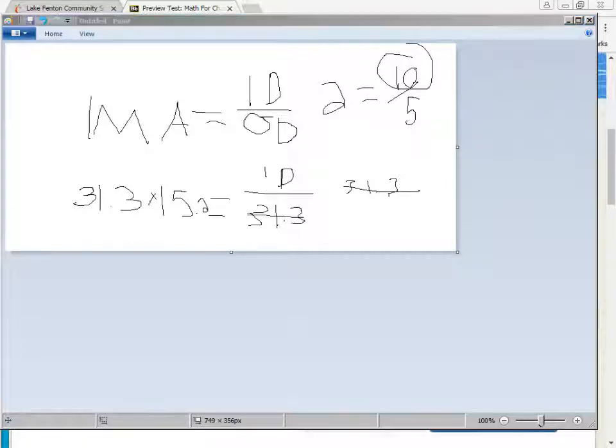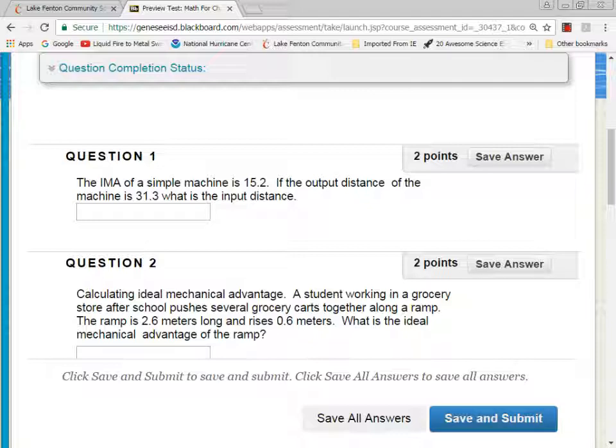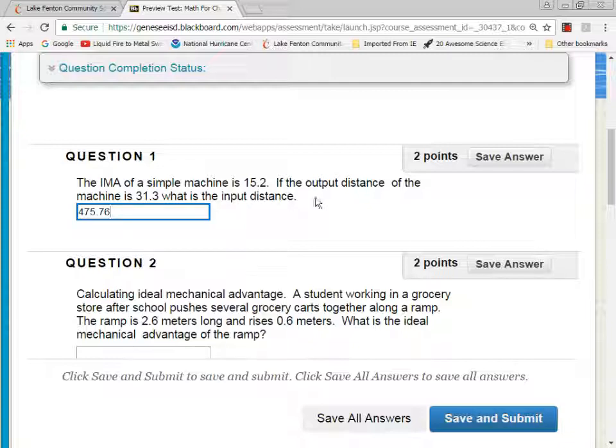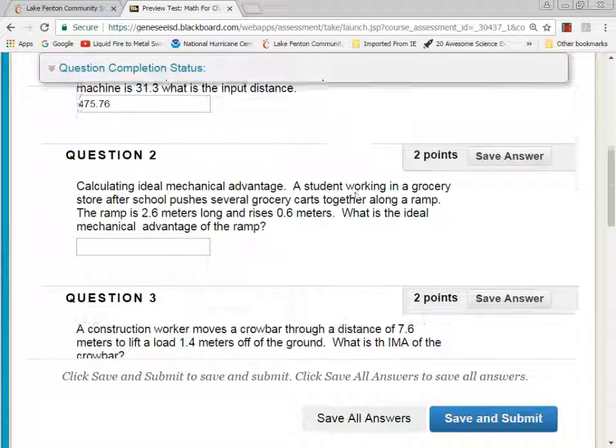Now that's what I'm really trying to get across, is there's only a few things you can do in these questions, and that's going to be multiply or divide. So in this particular case, it's 15.2 times 31.3 equals, edit, copy, paste. And you'll notice no units here, right? Don't put units.